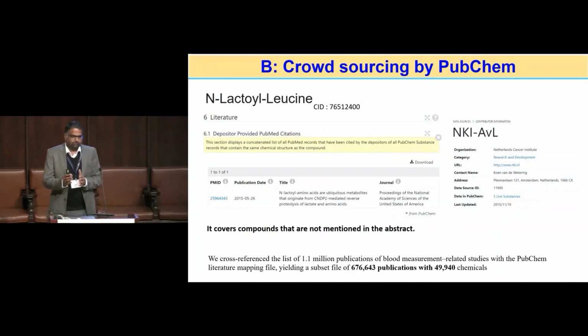It's important that everybody submits whatever you report or analyze in blood to PubChem. This is a nice example, N-lactoyl leucine. It's a blood compound, but it wasn't mentioned in the abstract. So if you do a Google search or PubMed search, you will not find this paper reporting that this compound was actually detected in blood. It was only mentioned in full text. And luckily, the institute actually submitted these 5 chemicals to PubChem, and I was able to find out that, okay, this is a nice example of why, if you measure blood chemicals, you want to submit your PubChem to PubMed mapping.